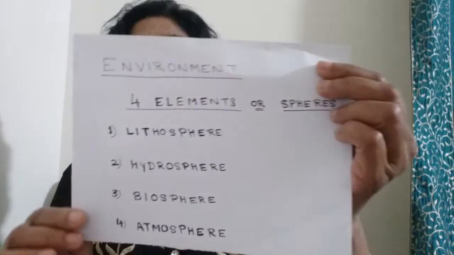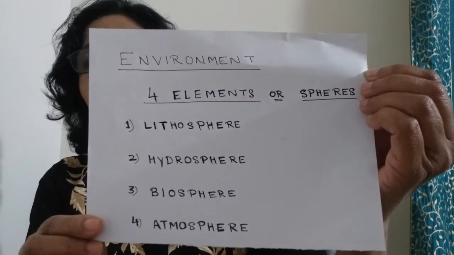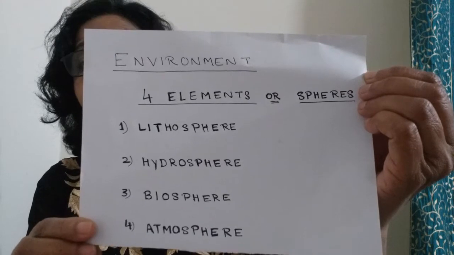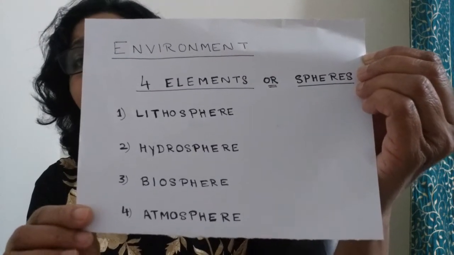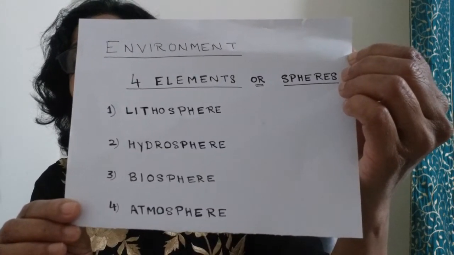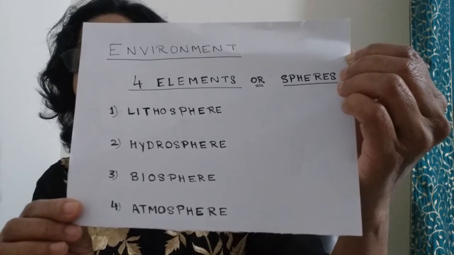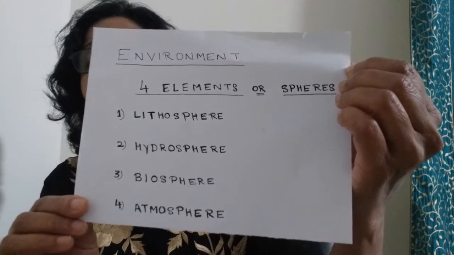What are those spheres? You can note them. Lithosphere, lithos means rocks. Hydrosphere, hydros means water. Biosphere, bio means life, living things, and atmosphere, that is the air, the sphere of air. So these are the four spheres: lithosphere, hydrosphere, biosphere, and atmosphere. Now we will be learning each sphere one by one.